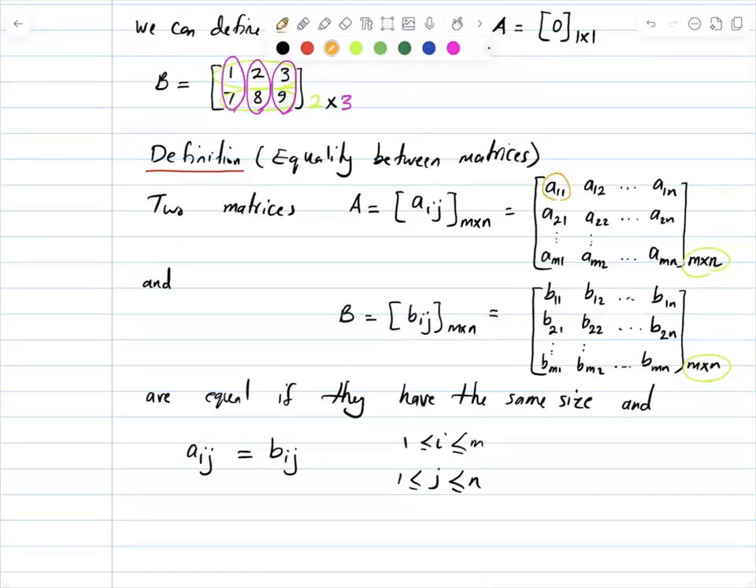So A 1 1 must be equal to B 1 1. A 1 2 must be equal to B 1 2. I'm just using some random colors. A 2 2 must be equal to B 2 2, and so on. We can do some operations between matrices as well. We have addition, we have subtraction, we have scalar multiplication. We also can multiply two matrices together.